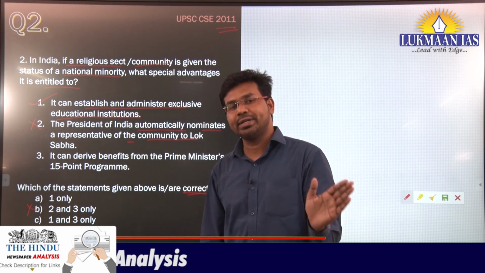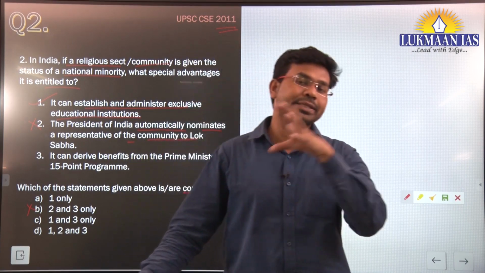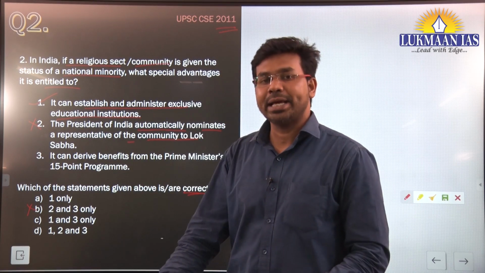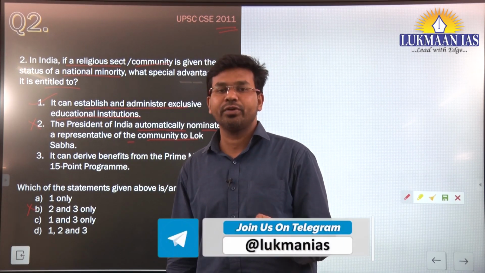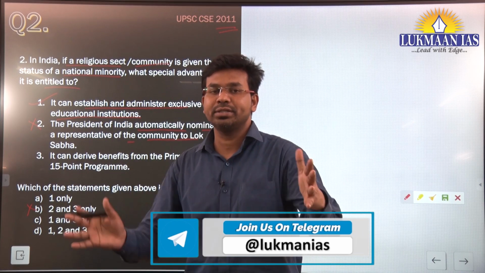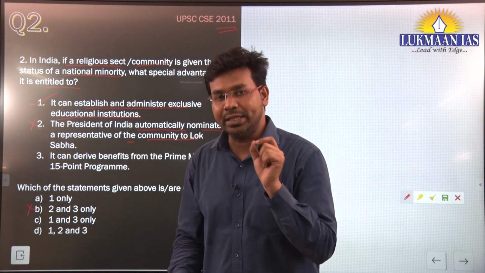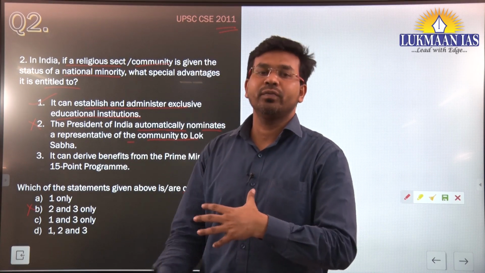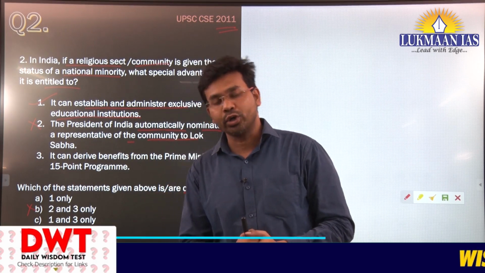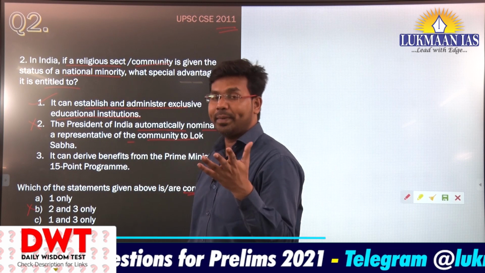There is no provision in the Constitution of India that gives an automatic right to a particular community for its representation in the Lok Sabha. General elections are conducted by the Election Commission of India once every 5 years, and under that, constituencies are delimited, which means the constituencies are set. In those constituencies people vote for the party they support, and the party that wins comes to the Lok Sabha. But the President of India does not automatically nominate a representative.